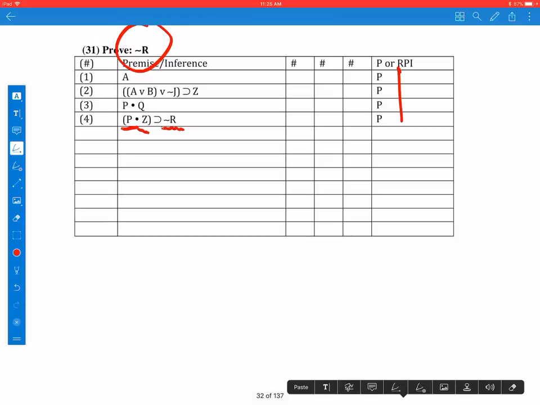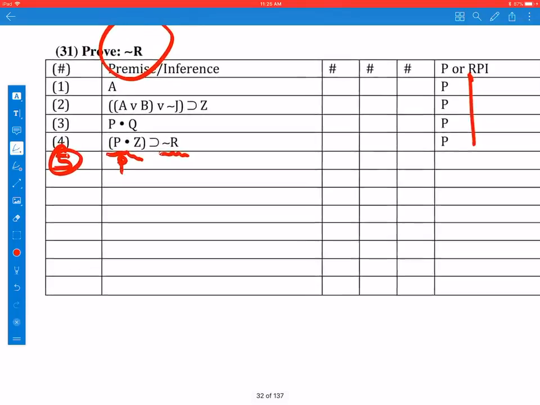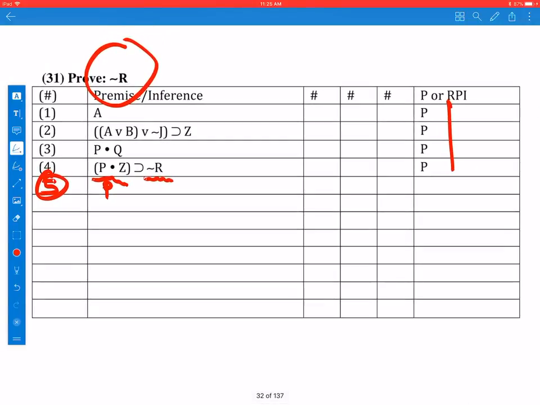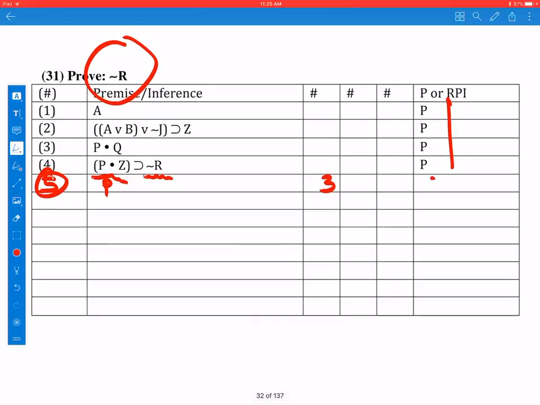So let's think about getting the P and the Z separately, one at a time. Let's think about the P. Look at line 3. It says P and Q. Well, I can get a P out of that very simply by simplification from 3. So now I have my P. So now what I need is a Z.